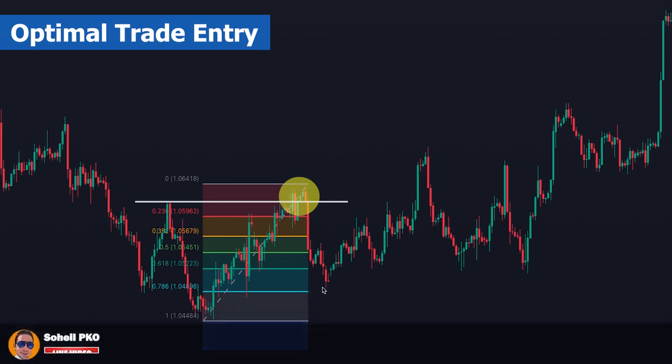If you're not familiar with Fibonacci retracement levels and how to draw them, I have a complete guide on this. The link is also placed in the description, and I recommend you watch it so you can learn how to use it in your trading strategies.